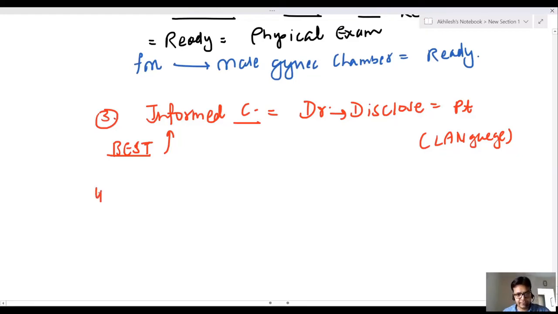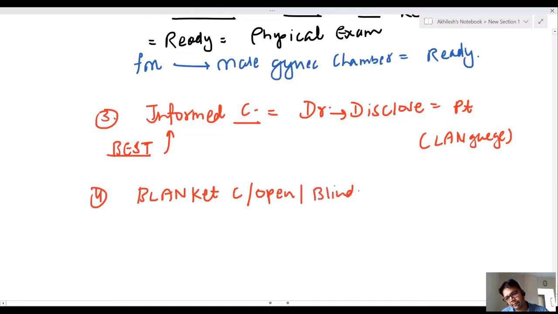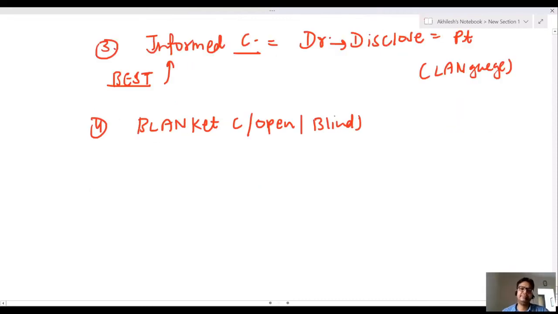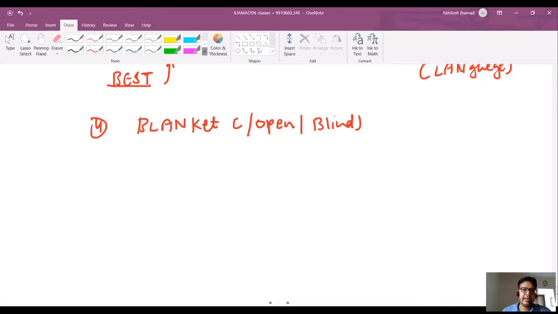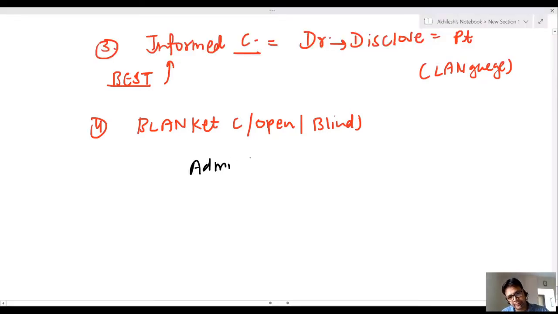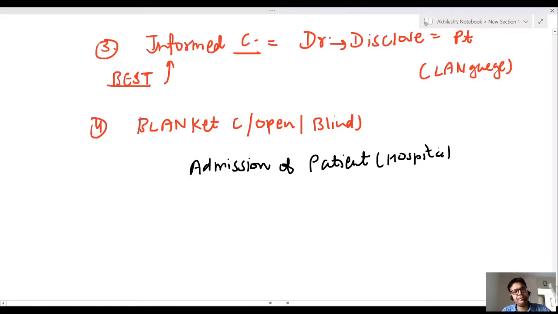Okay. Number four, blanket consent. Blanket consent is also known as open consent or blind consent. What is this? Sir, see. At the time of admission of the patient in hospital, only the admission of the patient in a hospital covers everything.